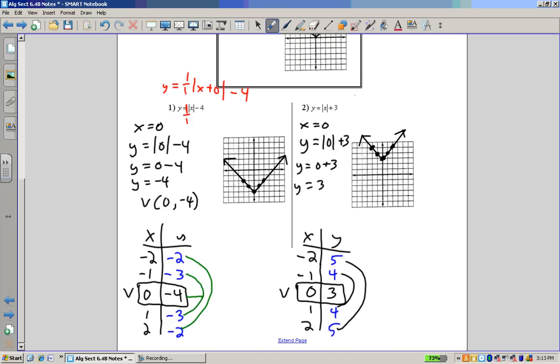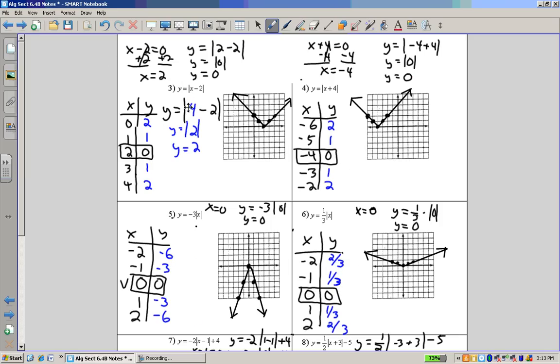Again, here, y equals 1 over 1 times the absolute value of x plus 0 plus 3. Here's my vertex, 0, 3. To the right of the vertex, I rise 1, run 1. And then I match it on the other side, but going the opposite direction.